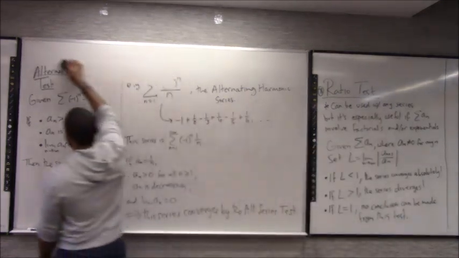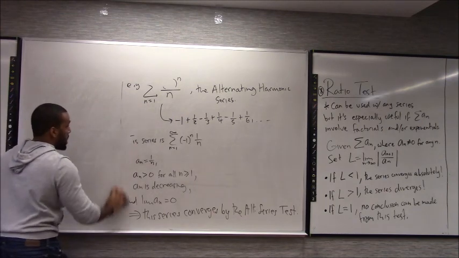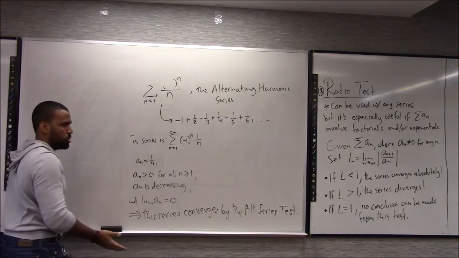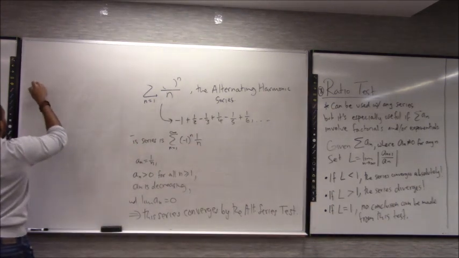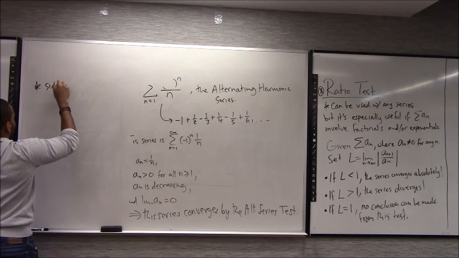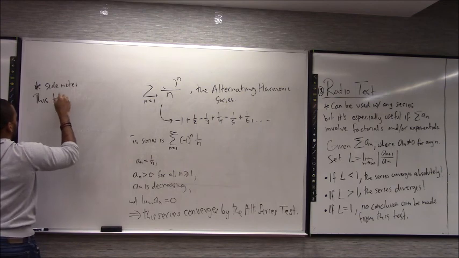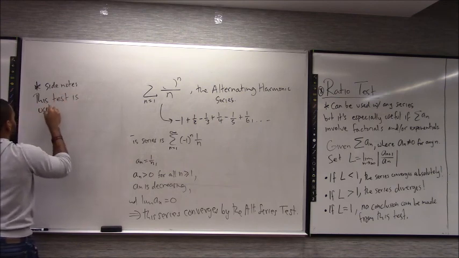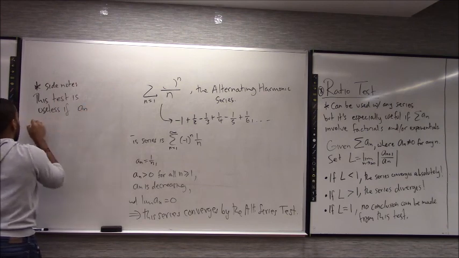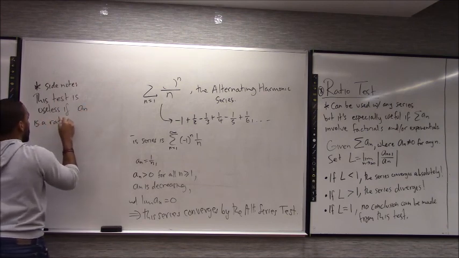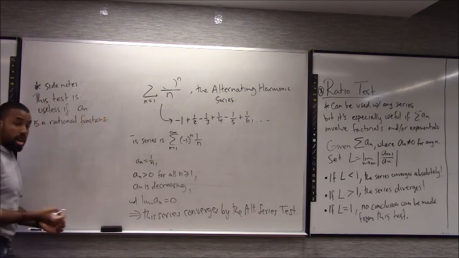It's worth mentioning, this is usually not mentioned, but I'll just tell you now. When it comes to rational functions, this test is useless because you'll always get the limit being 1. So just a side note: this test is useless if a_n is a rational function. So if it's a ratio of polynomials, don't even worry about it. It's much better to do a comparison test on those.